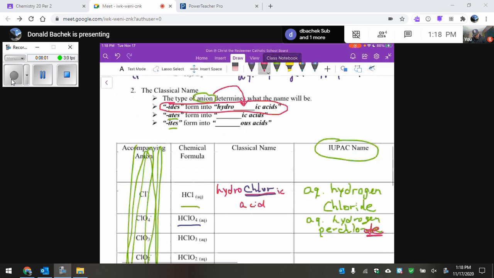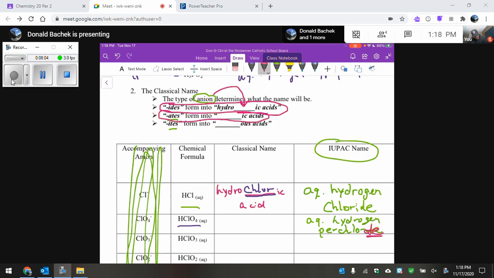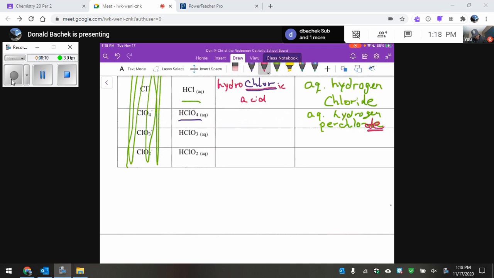So that's going back up to this one now. There's "ate", and there's "ic". So I'm on the second rule. "Ate" turns into "ic", so I'm going to call this one perchlor, that would be the root here, and then the "ate" changes to an "ic", so it becomes perchloric acid. Okay, is that okay? So "ic" and "ate" go together, and again, the roots stay the roots of those negative ions. We're just changing "ate" to "ic", or changing the "ide" in the first one to hydro-blank-ic acid.